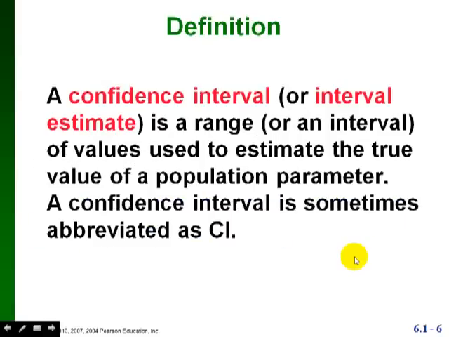Now the problem with just using a point estimate is that depending on what sample you pick, if you get kind of an unusual sample, then your point estimate might be off by a little bit. So instead of just using that one point, what we like to do in statistics is use a whole interval of values, or a whole range of values. We call this a confidence interval.